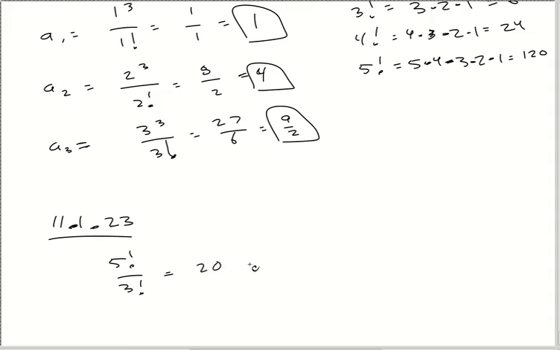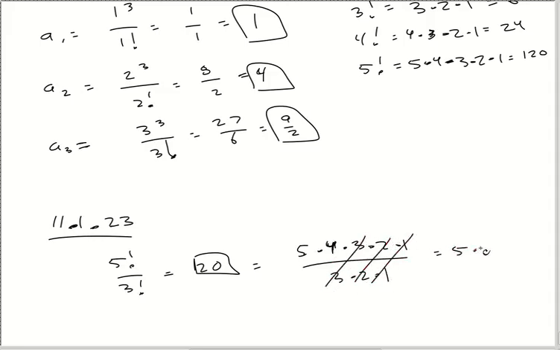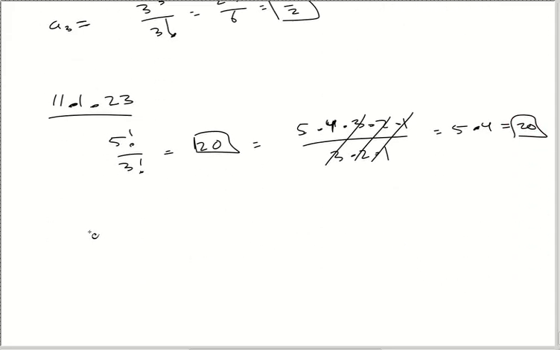20 is your answer, but I want to do this by hand because of the next problem, and I'll show you why. This is a 5 times a 4 times a 3 times a 2 times a 1. And in the bottom, we got a 3 times a 2 times a 1, and you can see that these all cancel. It leaves 5 times 4, makes a 20. But now, with the next problem, I have to do it by hand. And I'll show you why.